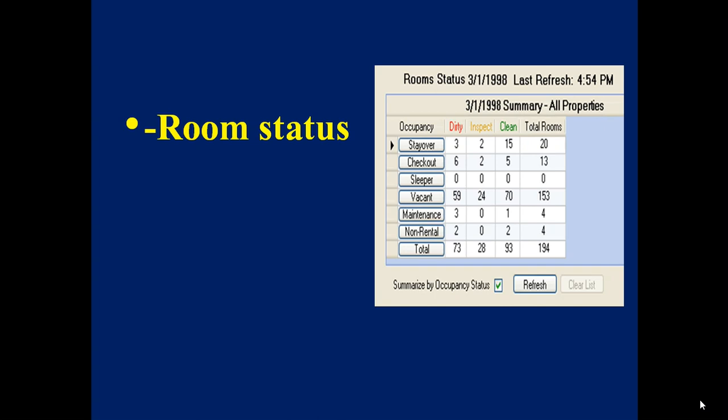You can see in the picture there is a lot of information given in the occupancy column: stay over, checkout, sleeper, vacant, maintenance, non-rental, or any other, and total. So that's how front office staff should maintain the record, and it is convenient for staff to keep track of how many rooms are in a position to sell.